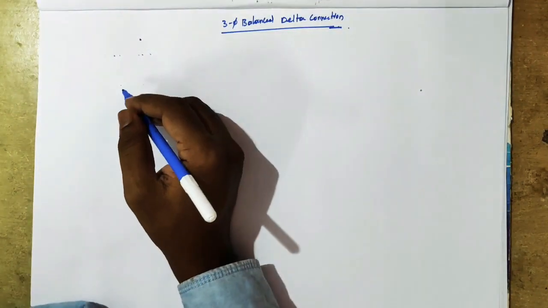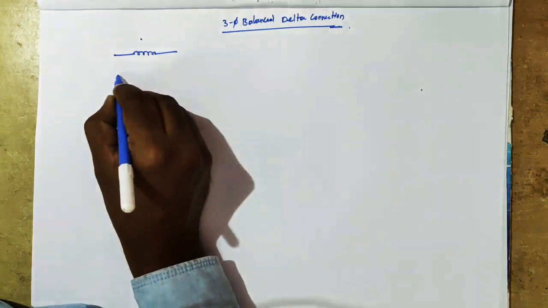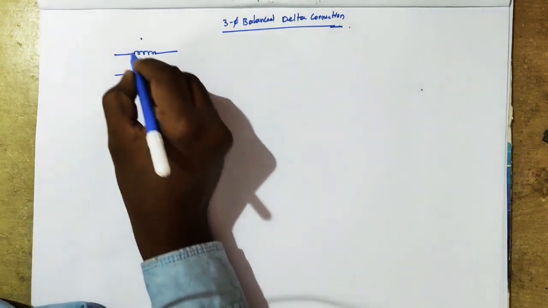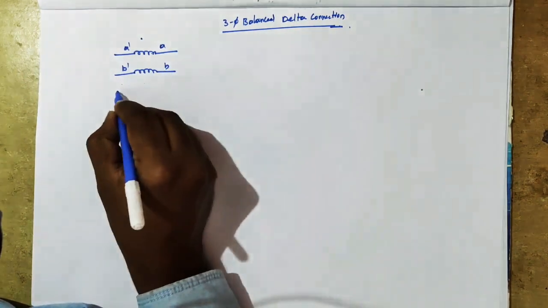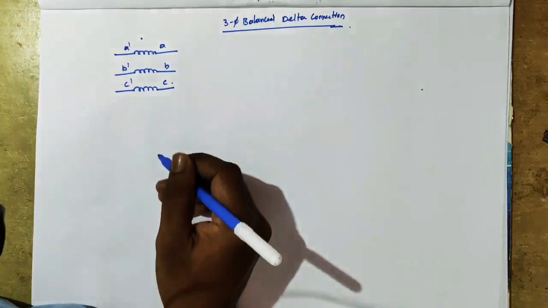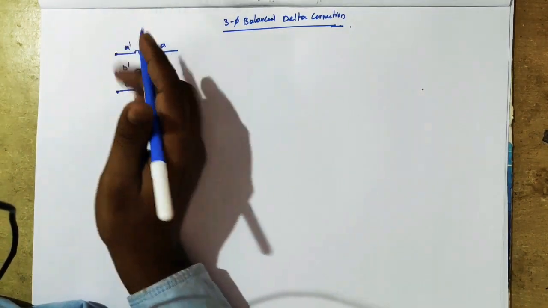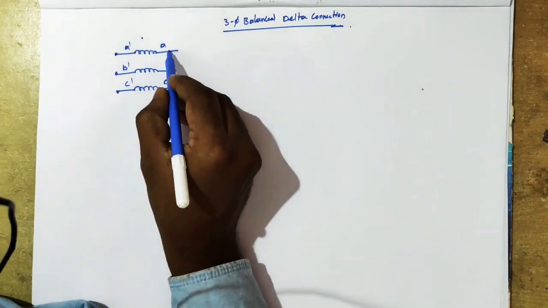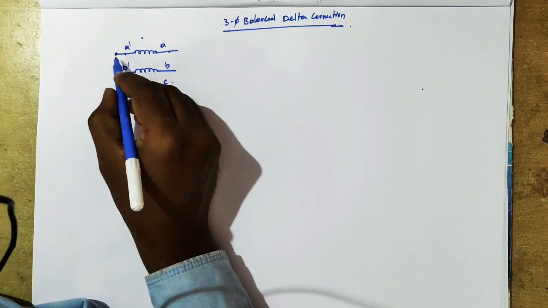For discussing star connection I mentioned the winding like this. I am naming these as A dash A, B dash B and C dash C. In star connection we merged these terminals. This is one side of the terminal, this is the other side. So these sides we have merged.